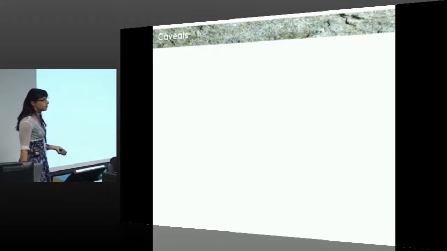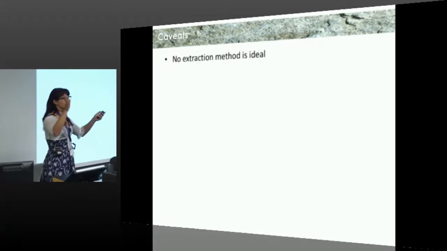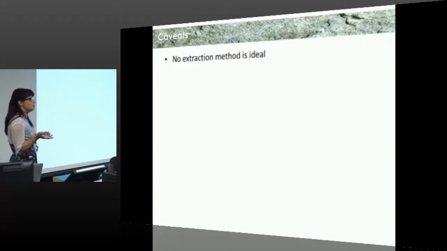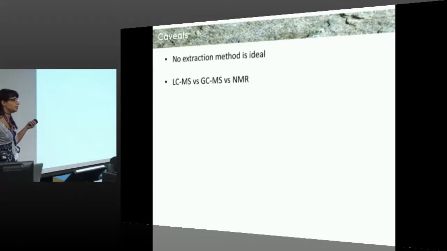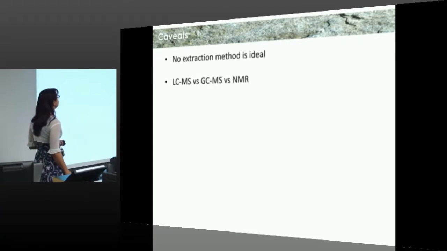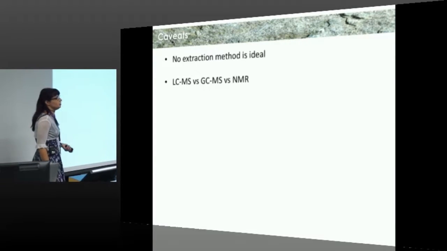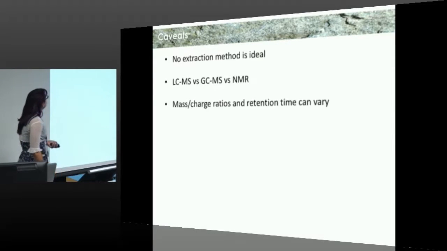But there are some caveats, of course, just like with every technique. First of all, no extraction method is ideal. So especially if you're doing an untargeted approach and you want to look at all of the metabolites being produced by microbes, no extraction method is going to get every single metabolite. There's always going to be some bias involved. There's a bunch of different ways to analyze the metabolites once you've extracted them. We use liquid chromatography mass spec, but you can also use GC, you can use NMR, and each one of those methods has its own perks and drawbacks, which I'm not going to get into right now.